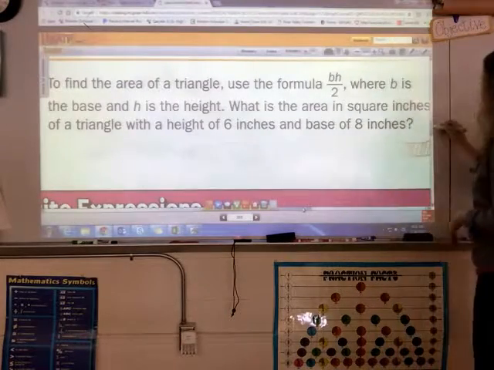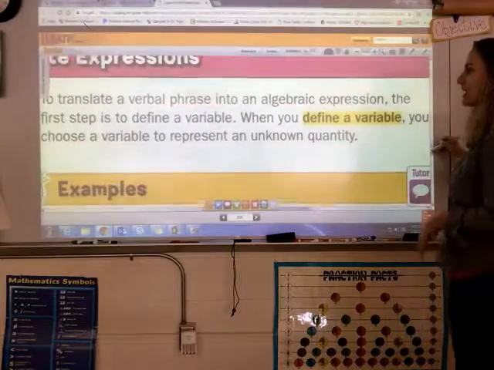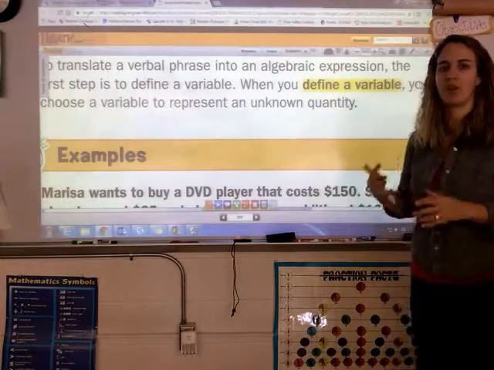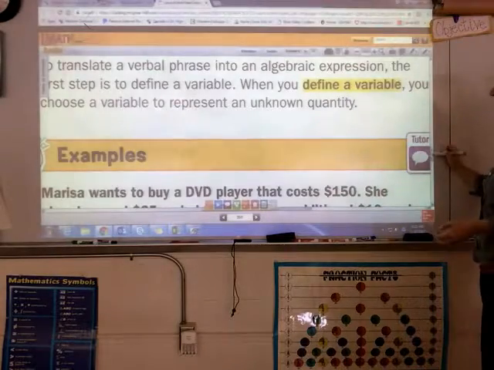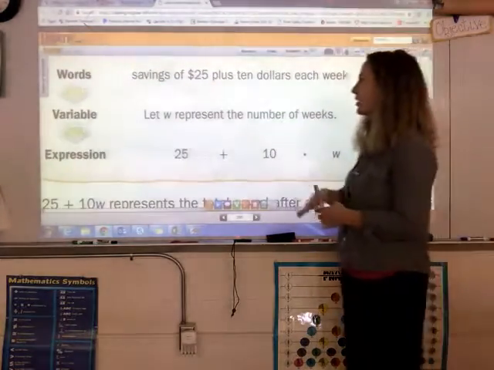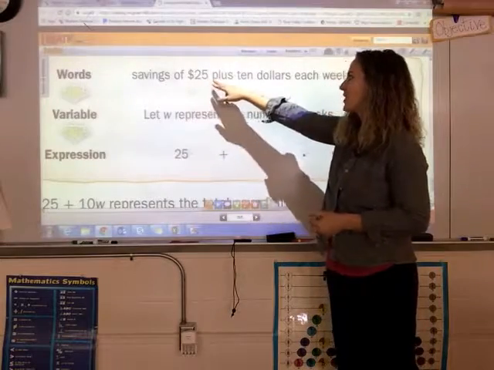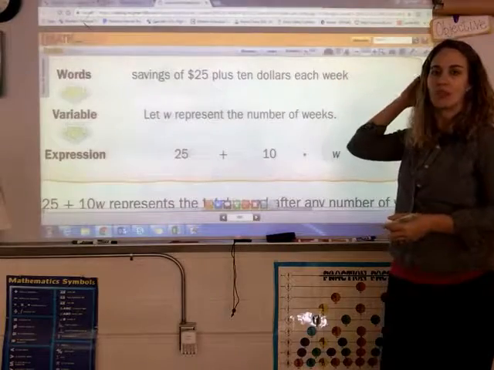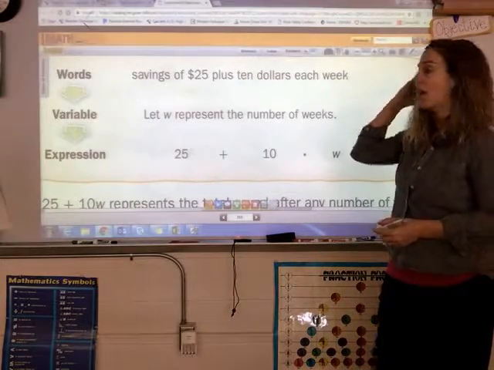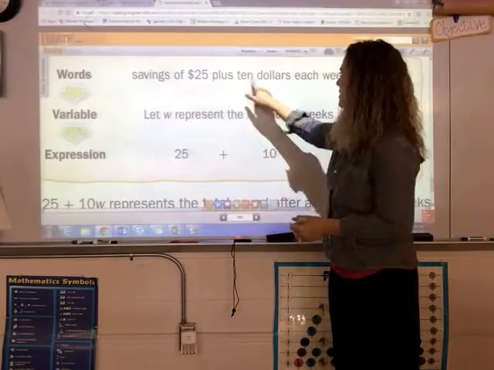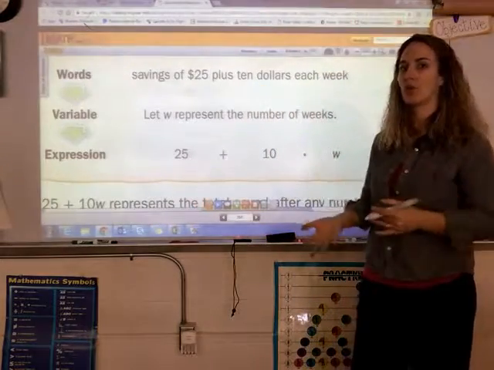Okay. Next section of our lesson today is going to be writing expressions. The biggest thing with writing expressions is, number one, make sure you define what your variable is and why you're choosing that one. Okay. One of the things that we're going to look at here is our example. We know in words that we're saving $25 plus $10 each week. Okay, if I was to write out an expression here, I know that I'm saving 25, so I'm thinking 25 plus $10 each week, or $10 per week.